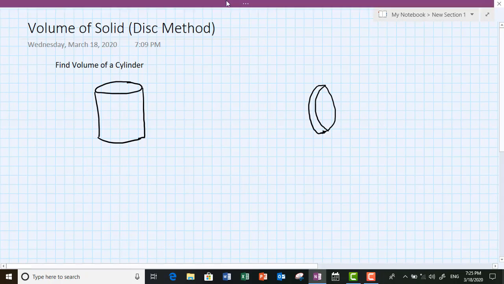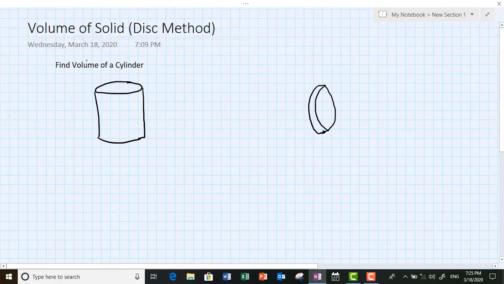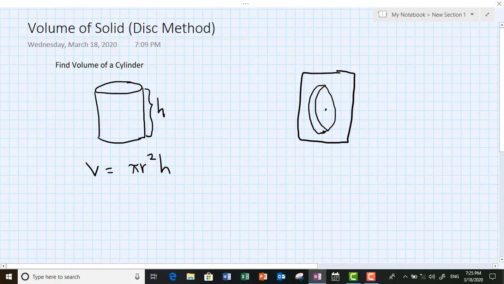If you remember from geometry, the volume of a cylinder is the area of a circle, which is pi r squared, times h, the height. Even if you look at this cylinder right here, the radius is right here, that's the radius. And this becomes h. So the volume of this cylinder is pi r squared h.